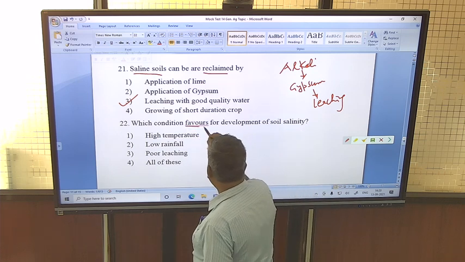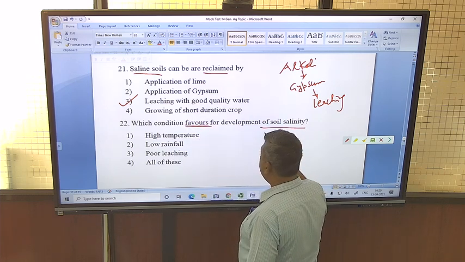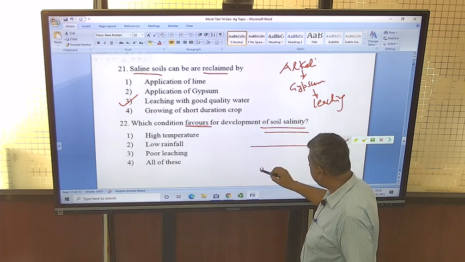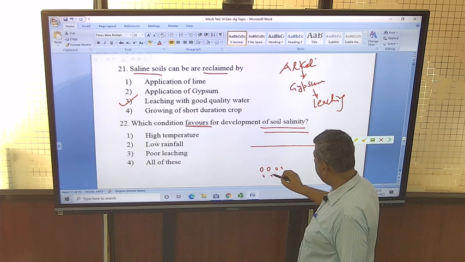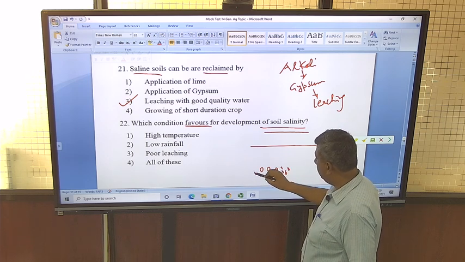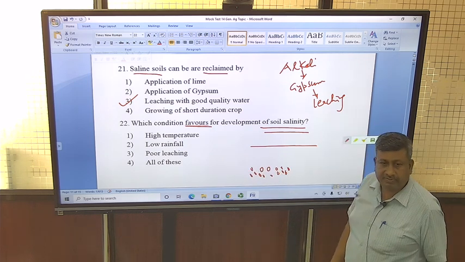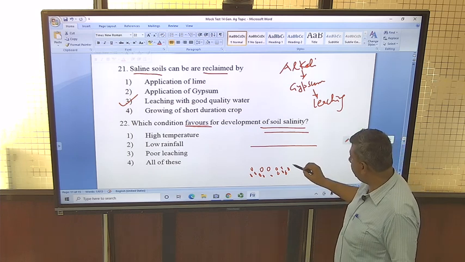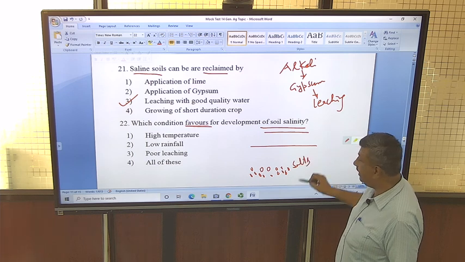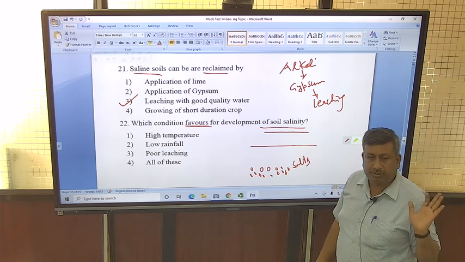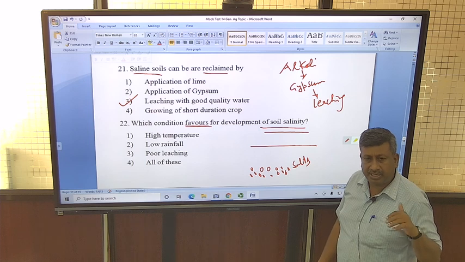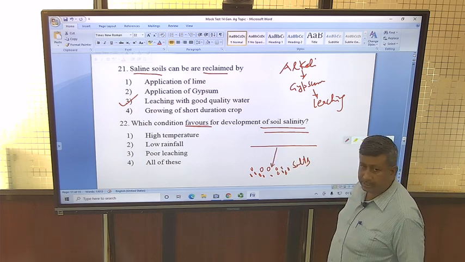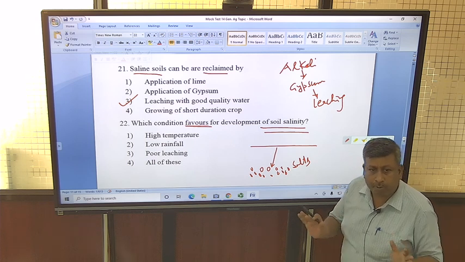Which condition favors development of soil salinity? Soil salinity develops like this: suppose this is soil and salts are present in a deep layer because deep rocks are present, and there is continuous weathering, physical weathering, chemical weathering, biological weathering, and due to this weathering, salts are released. So salts are always present in the deeper layers of soil because of weathering of rocks. When these salts are deep and not in the root zone, then there is no problem.